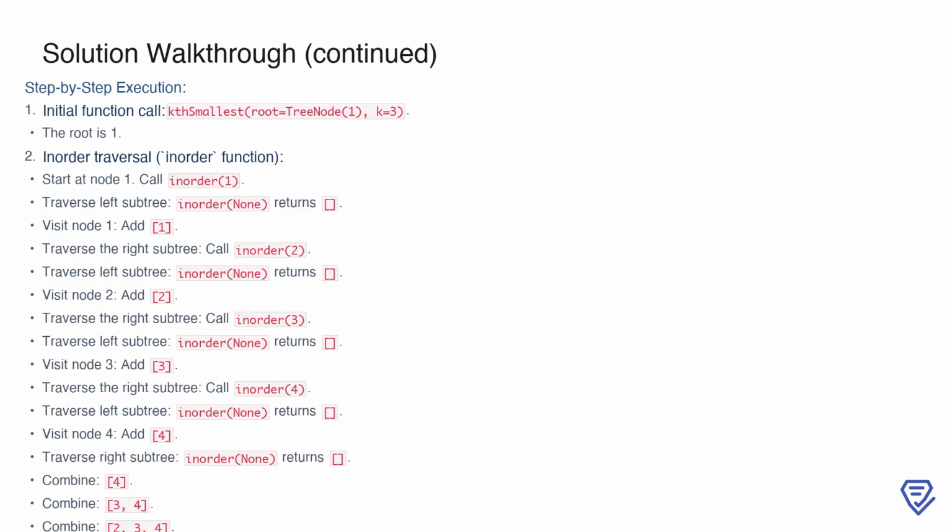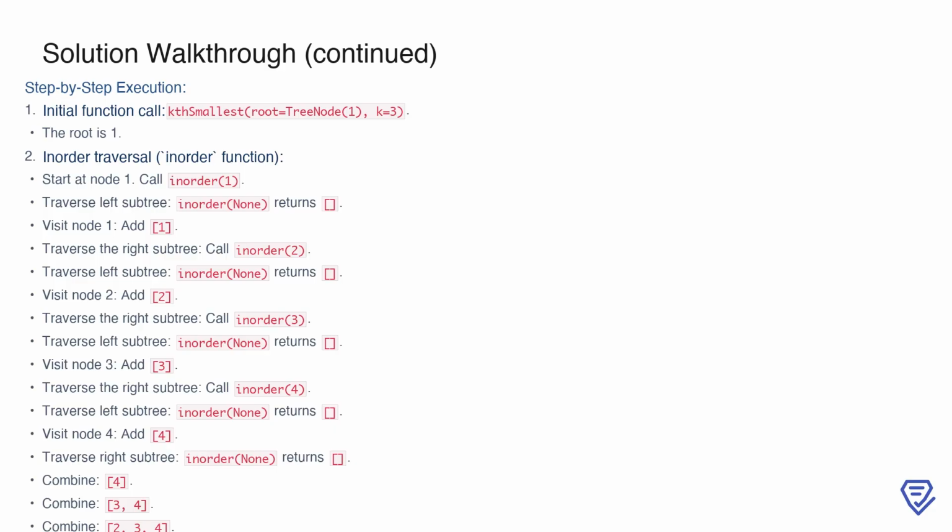In the third example, we are working with a binary search tree where each node only has a right child. The root node is 1, with 2 as its right child, followed by 3 and then 4. The task is to find the third smallest element in the tree. We start by calling kth_smallest with the root node 1 and k equals 3.